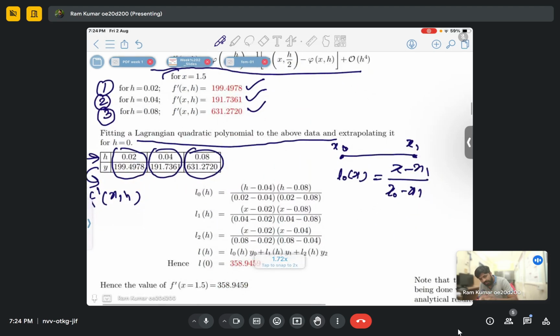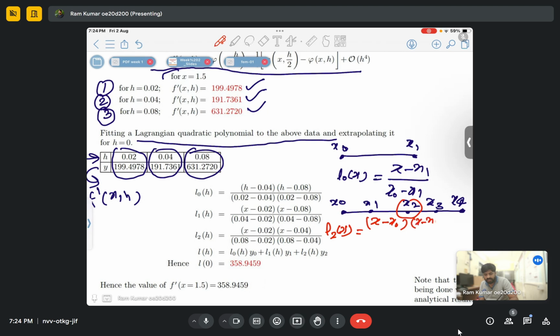For the other case, for example, I'm having 4 nodes: x node, x1, x2, x3, x4. So I'm having 4 nodes and I want to write for this x2. So L2x equal to x minus x node, x minus x1, x minus, there will not be x minus x2, it will be x minus x3 and x minus x4.